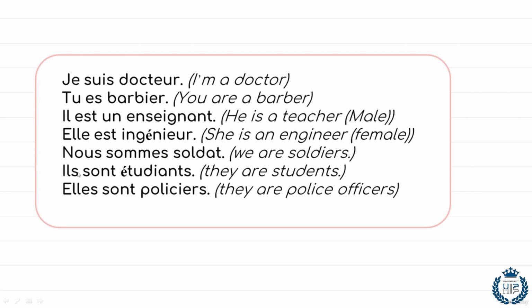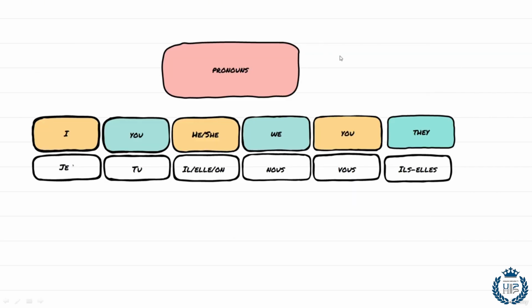So let's review what we learned today. We looked at the pronouns, which are je, tu, il, elle, on, nous, vous, ils, elles. And we said that it's important to know the order because when we see the conjugation list, it always follows the same pattern.